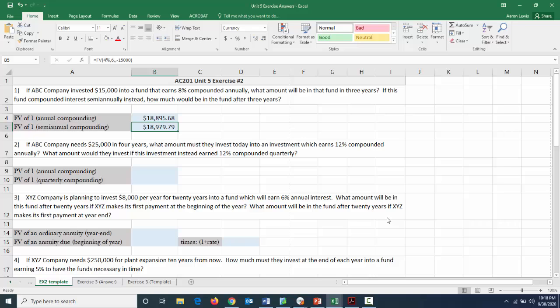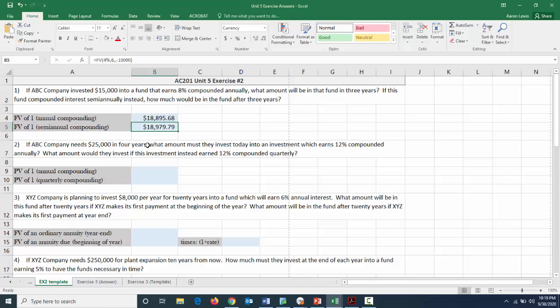In question 2, we have that if ABC Company needs $25,000 in 4 years, what amount must they invest today into an investment which earns 12% compounded annually? And what amount would they invest in this investment instead earn 12% compounded quarterly?